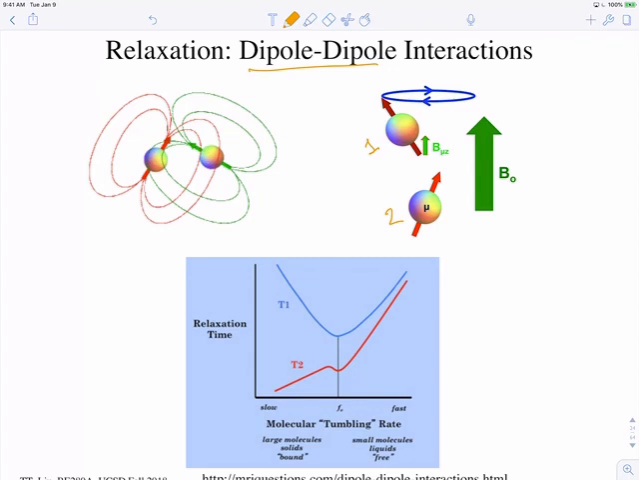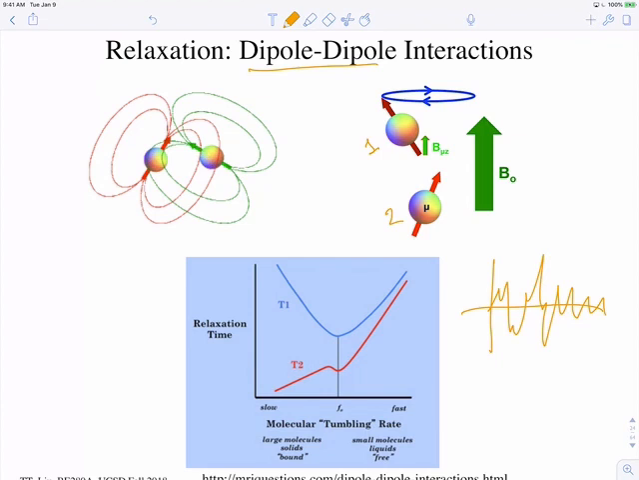So sometimes it feels a positive, sometimes it feels a negative field. On average, what do you think it's going to average out to? Zero, right? Basically, if the field it feels is just varying all over the place, then over time, it's going to average out to zero. Similarly, this guy is going to feel a zero field from this, if this is really tumbling around very quickly.